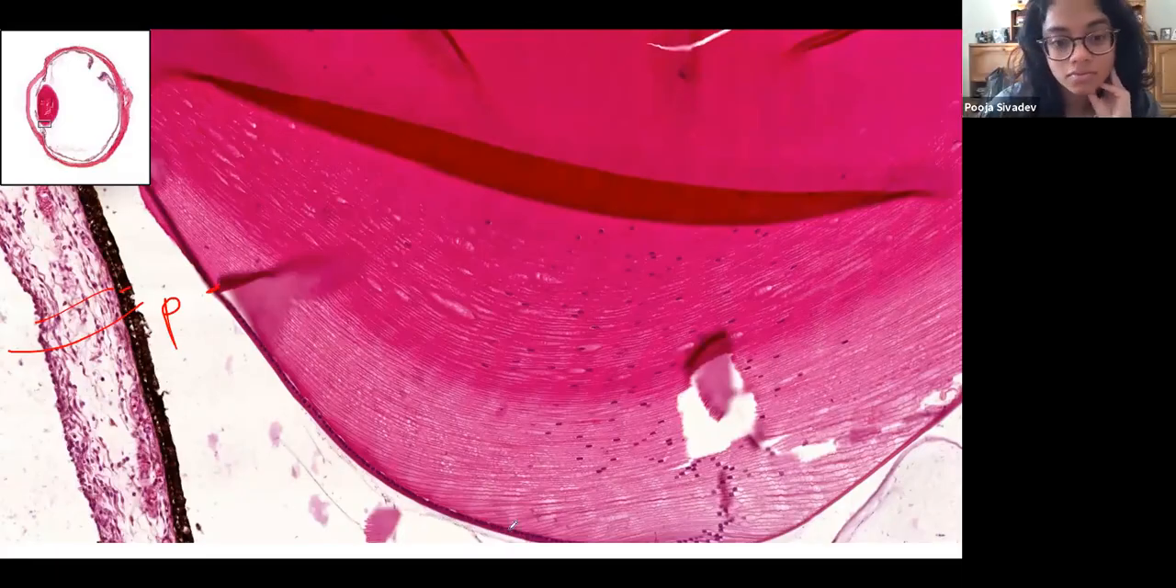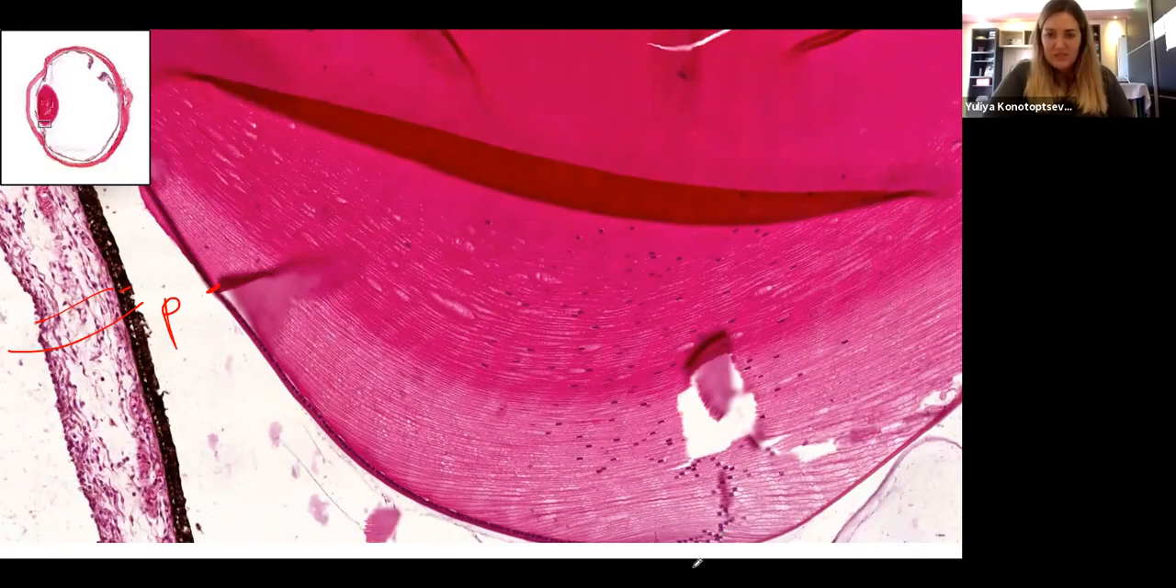Excellent. Follow the capsule. You see, it stops here. So there is no capsule on the back of the lens. So that shows you, if you see this capsule, that this is the anterior surface of the lens. And this is the posterior surface of the lens, right? Here you can see a bunch of crystalline proteins. These are cells within the lens.